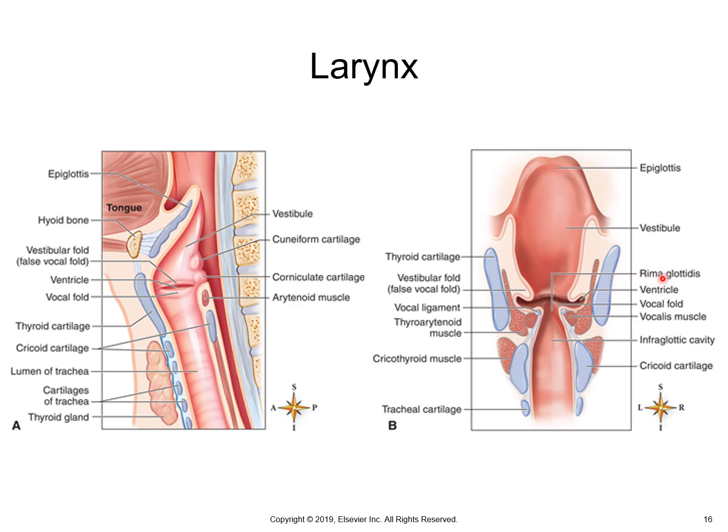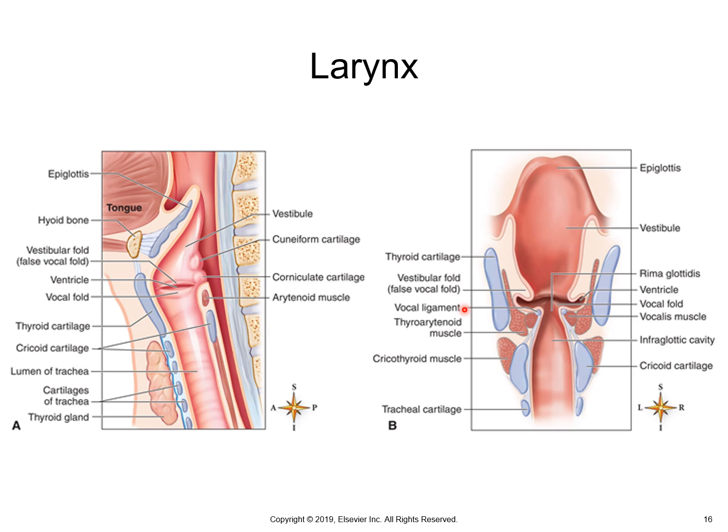The rima glottidis, that's an opening between the vocal cords that widens or narrows to control our airflow and also our sound. Then we have the vocal ligament and vocalis muscle. Vocalis muscle here, vocal ligament here. Those basically help with the tension and movement of the vocal cords.